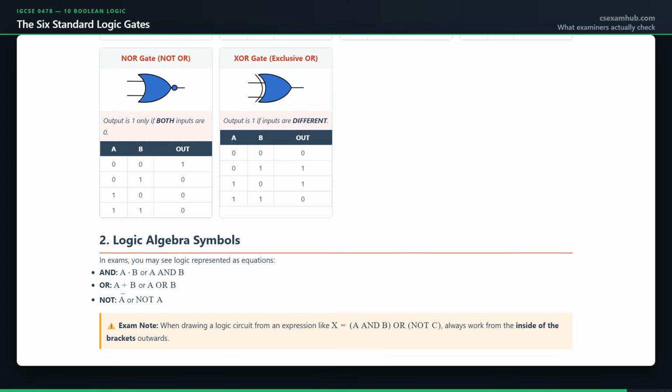Third, the most common single error in this whole topic is confusing OR with XOR on the bottom row. Whenever you meet either of them, check that row deliberately. Is it 1 or is it 0? Getting that one cell right is often the difference between full marks and losing several.